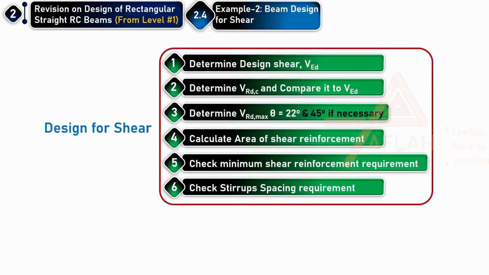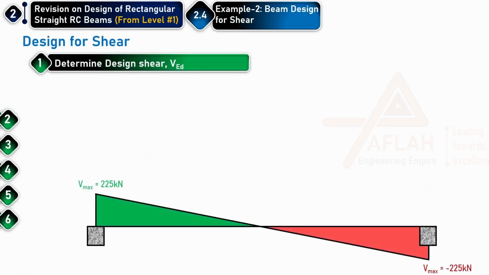Now for the design shear, we said that we will follow those 6 steps. Let's start with the first one. Here we have the maximum shear. We need to determine the design shear. We say that the design shear will be the shear that is found at distance d from the face of the support. This is my support. So from this face, I need to go d distance and calculate the design shear at some location here.